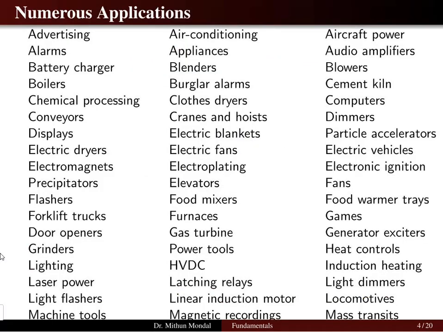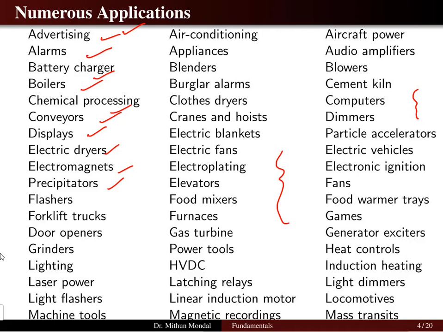When we talk about the applications of power electronic devices, there are numerous applications across different domains, such as advertising, alarms, battery chargers, boilers, chemical processing industries, conveyors, displays, electrical, dryers, electromagnetics, dissipators. There are numerous applications which we cannot think of if power electronic devices are not there.